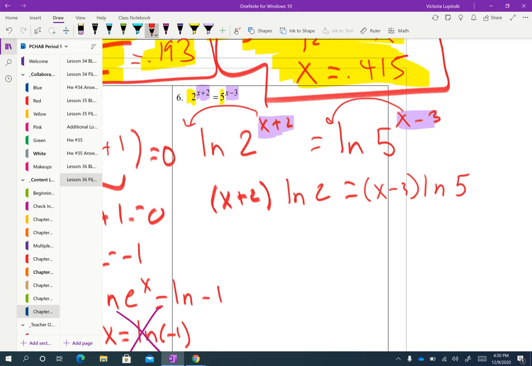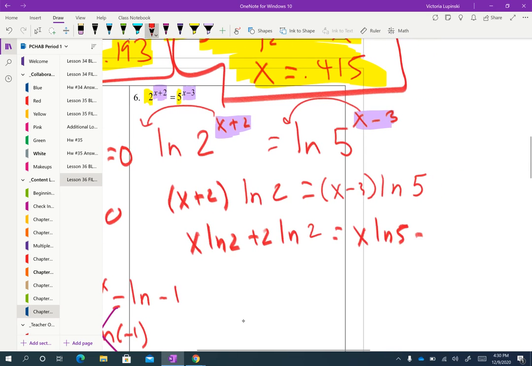Then from here, you're going to distribute. So x times the ln of 2 plus 2 times the ln of 2 is equal to x times the ln of 5 minus 3 times the ln of 5. Again, keep in mind here that your mission is to solve for x.